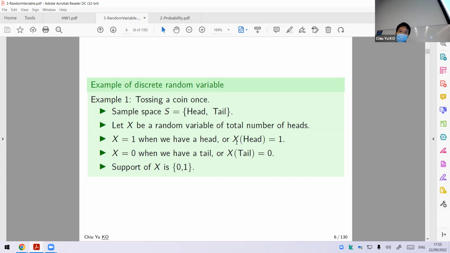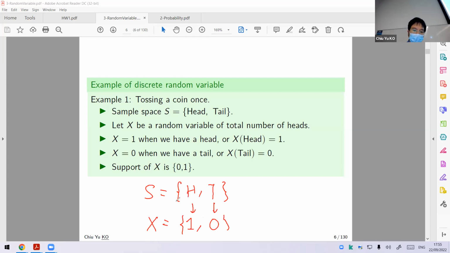So why is this a function? Because when you have head, I map to 1. When I have tail, I map to 0. So the support of X is just 0 and 1. Basically, just to repeat what we are doing: in the sample space, it's just head or tail, and X just ends up with 1 or 0. X is just the mapping telling you how to go from the sample space to the support of it.